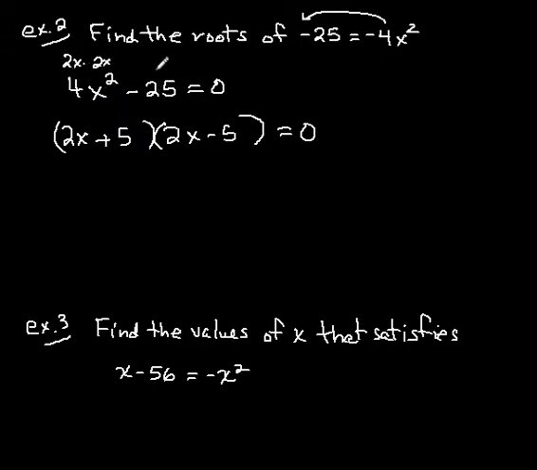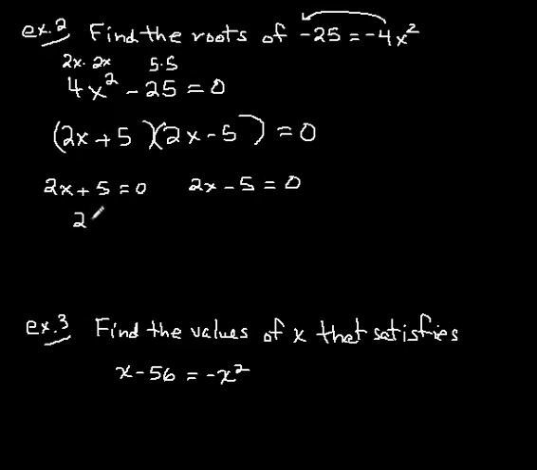And the 25 is a perfect square because you have 5 times 5. It's a difference, so it's going to be 2x plus 5, 2x minus 5. We have our two factors. You set each one equal to 0. 2x plus 5 equals 0. 2x minus 5 equals 0.